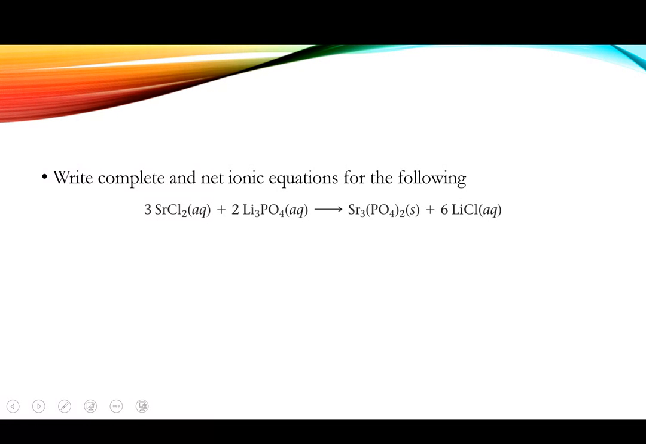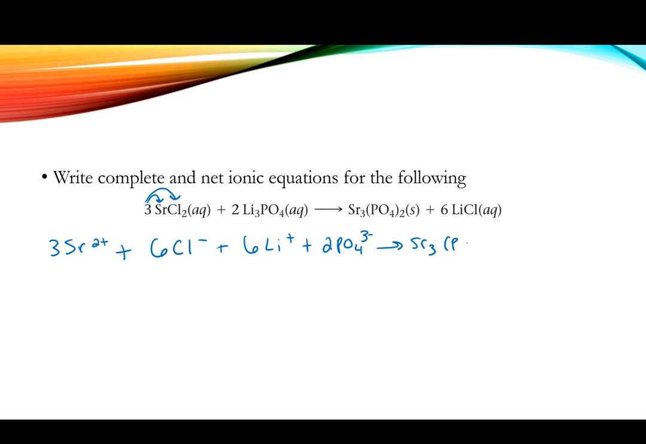So we're going to write a complete and net ionic equation for this reaction here. Again, coefficients are going to distribute. So I have 3 strontium ions, and I have 6 chloride ions because of the coefficient of 3 times the subscript of 2. I have 6 lithium ions, and I have 2 phosphate ions. I do not write the strontium phosphate as ions because that's solid, so you only again split up aqueous things, plus 6 lithium ions plus 6 chloride ions.